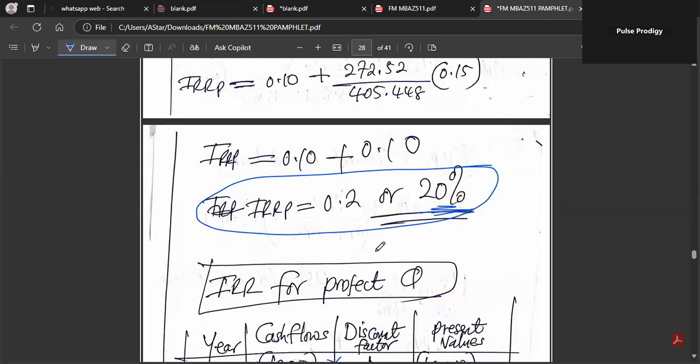When you're an investor, if the technique you want to use is NPV, you choose the one with higher NPV. If it's the internal rate of return, you choose the one which has a higher internal rate of return. So this is basically how you need to sort out this question. Is that okay with you?